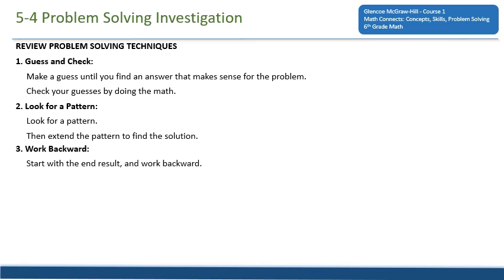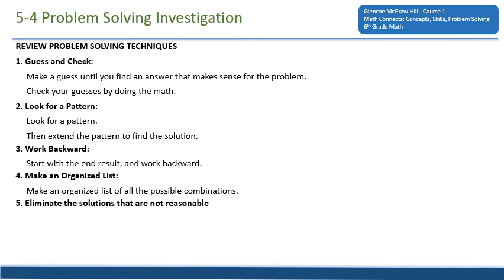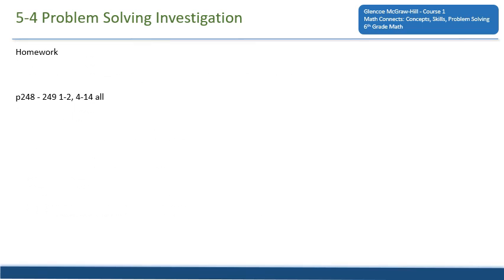Third one was work backward. Start with the end result and work backward. Fourth was make an organized list. Make an organized list of all the possible combinations. And then 5 was eliminate the solutions that are not reasonable. You can use mental math to eliminate possibilities that aren't reasonable.